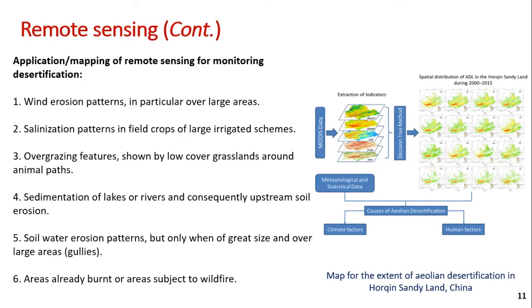You can also monitor soil erosion due to water, like the gullies. And you can also monitor burnt areas, like what is happening in Australia. You can monitor the burnt forest in the areas there. And here is a map showing you examples of monitoring aeolian desertification, which means desertification due to wind erosion, in China.